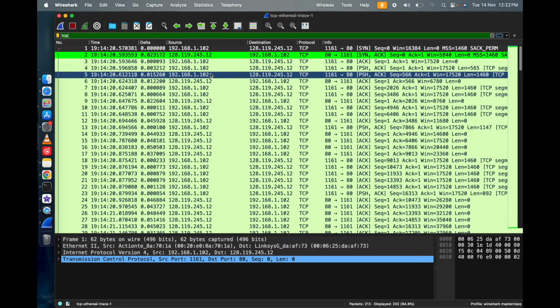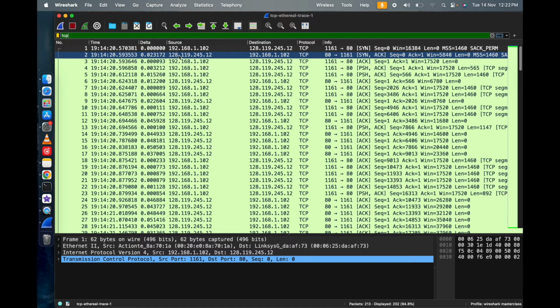The source IP address is 192.168.1.102, and the TCP port number is 1161. Okay.